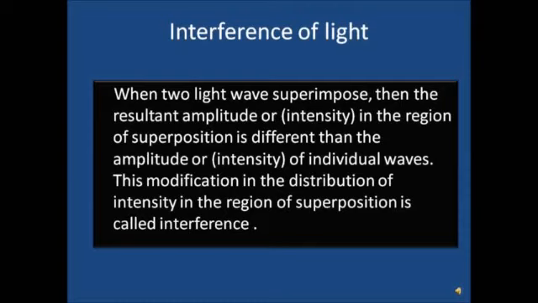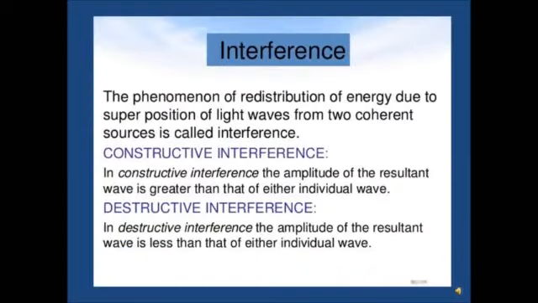Interference of light. When two light waves superimpose, then the resultant amplitude or intensity in the region of superposition is different than the amplitude or intensity of individual waves. This modification in the distribution of intensity in the region of superposition is called interference. Interference. The phenomenon of redistribution of energy due to superposition of light waves from two coherent sources is called interference.